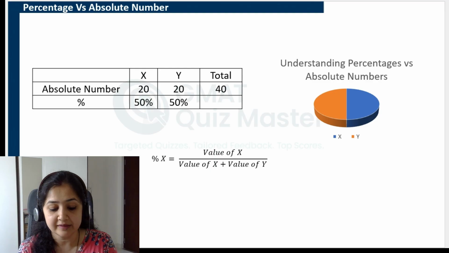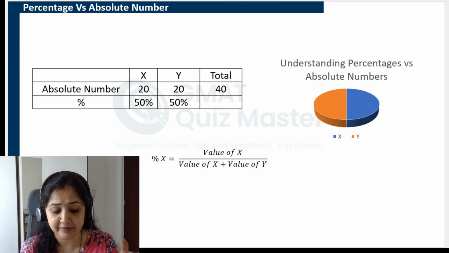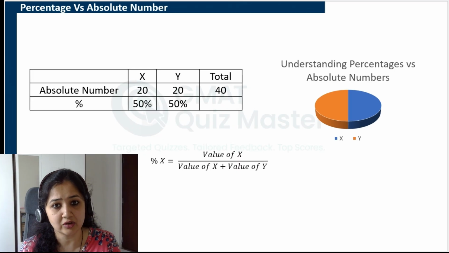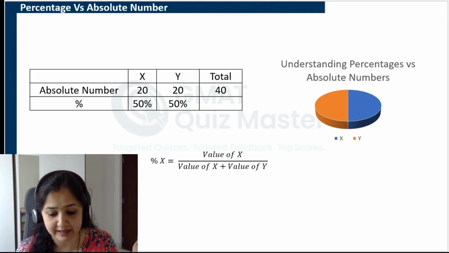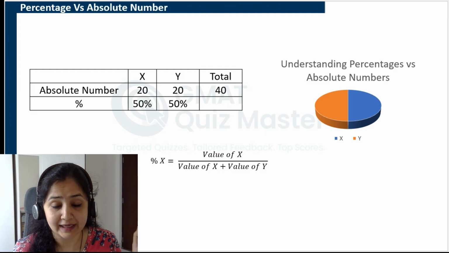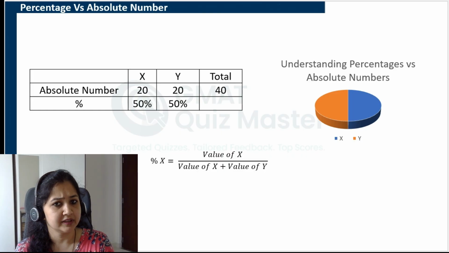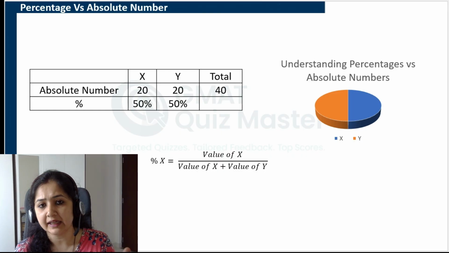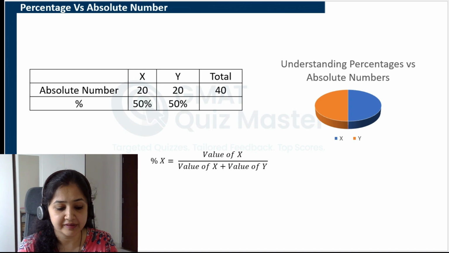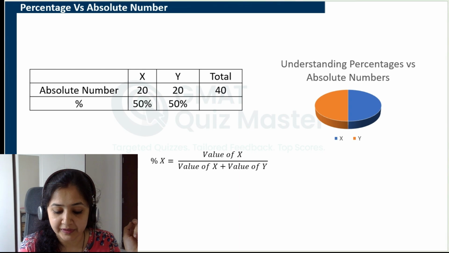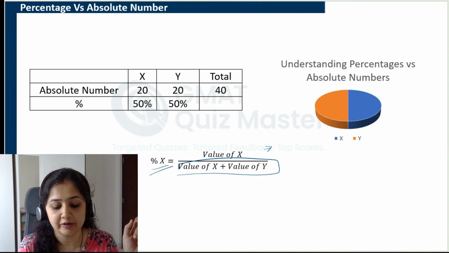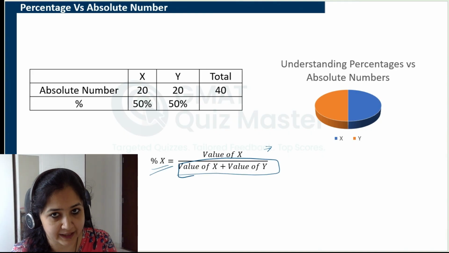So on your screen, you can see that I have considered two entities, X and Y. Right now, their absolute value is same, that is 20 each. So they constitute 50% each. You can check that in the pie diagram as well. So the value is same. They both have 50% share. Total is 40. Now, the percentage of X or the percentage of Y can be calculated using the same formula. And I think all of you know this formula. This percentage X is equal to value of X divided by sum of value of X plus value of Y.